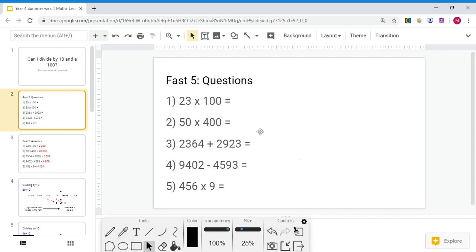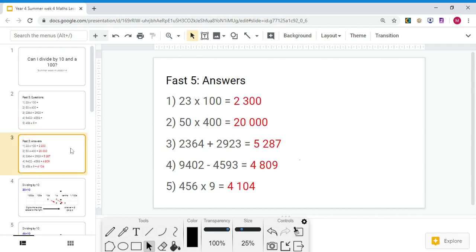Pause now. Well done. And you can see here are your answers: 2,300 for the first one, 20,000 for the second, 5,287 for the third, 4,809 for the fourth, and finally 4,104 for the final answer.